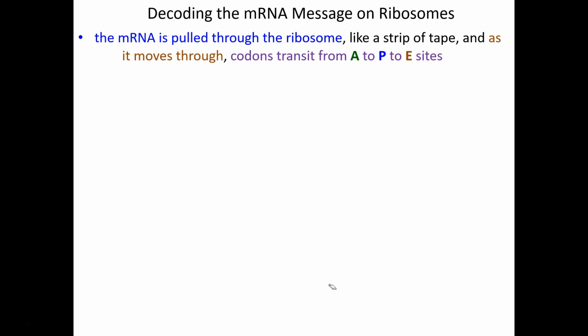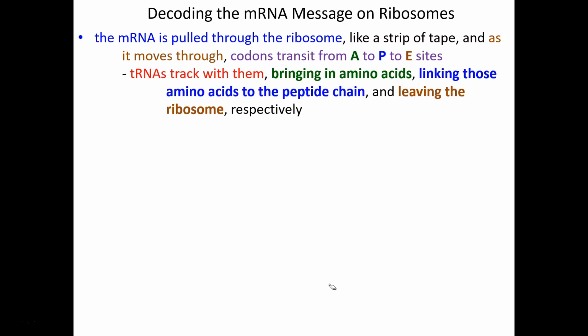The mRNA is pulled through the ribosome, much like a strip of tape from the tape roll, and as it moves through, these codons in the messenger RNA transit through 3 different sites in the ribosome, an A site, a P site, and an E site, and different things happen in each of those sites to allow translation to occur.